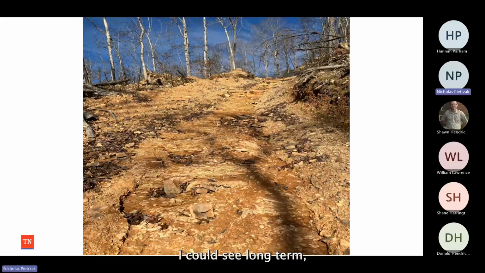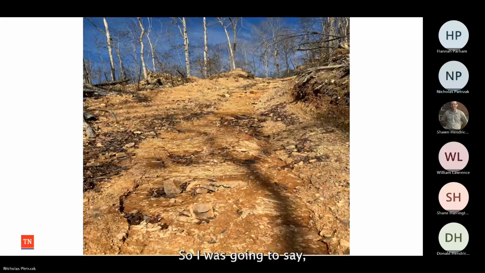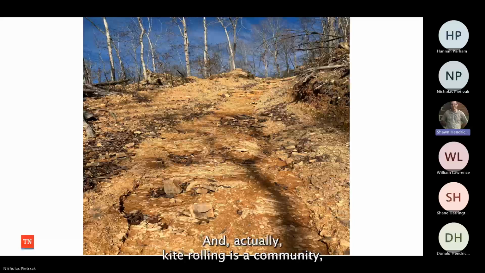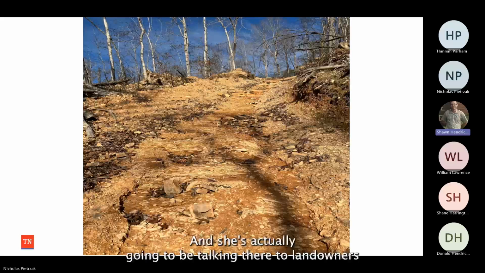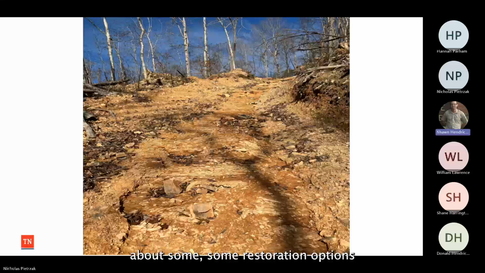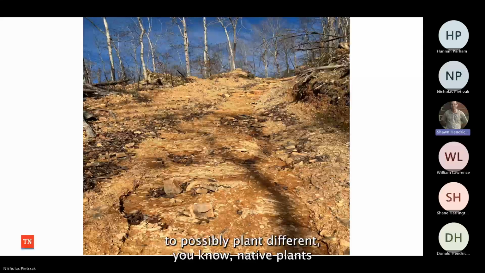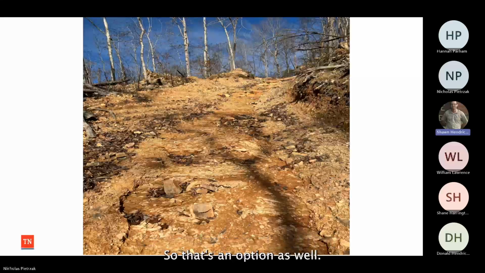I could see long term there being riparian projects where trees might be replanted, possibly, just because that seed bank from all that flooding was definitely disturbed. Sean? I was going to say they are having an Arbor Day celebration there in Newport, near the Pigeon River, and Ashley Kite Rowland is a community coordinator in relation to urban restoration projects, and she's actually going to be talking there to landowners about some restoration options for landowners that have property adjoining the Pigeon River to possibly plant different native plants or shrubs or trees to help revegetate those areas. So that's an option as well.